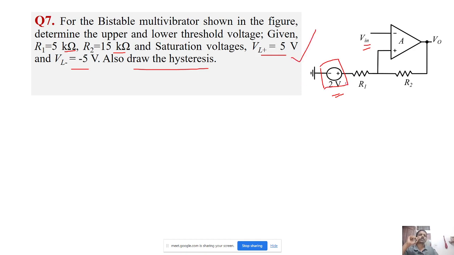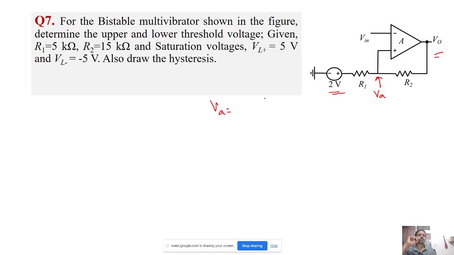The question is, if I insert a DC voltage like this, as 2 volt here, what will be the change in the upper and lower threshold voltage? So we'll see how to find the value. Again, we'll find it by calculating the voltage here, say VA. If I am not given input Vin, we'll find what is the voltage VA due to the 2 volt and V0.